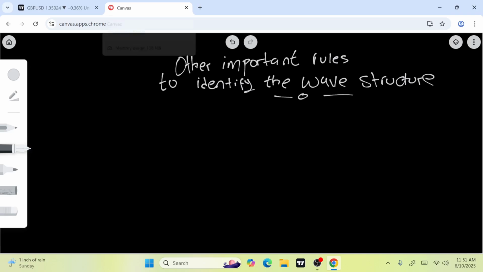Now, I told you that these other important rules can be broken. But that does not mean that they are less important. They are still important in you identifying a wave structure. Now, what are the rules?